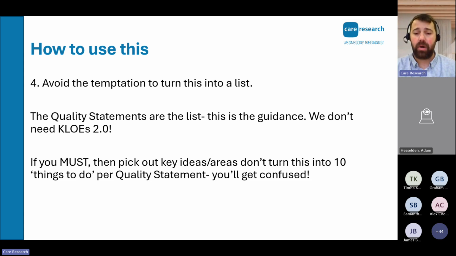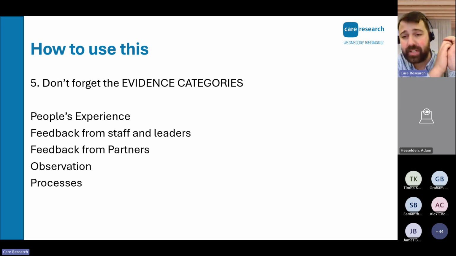And number 5, don't forget the evidence categories. The evidence categories still exist. People's experiences, feedback from staff and leaders, feedback from partners, observations, processes. Those are the evidence types CQC will be collecting. What the guidance does is gives a bit more meat on the bones on what may come up and what may be looked at, and helps you get an idea of how do I need to position this.